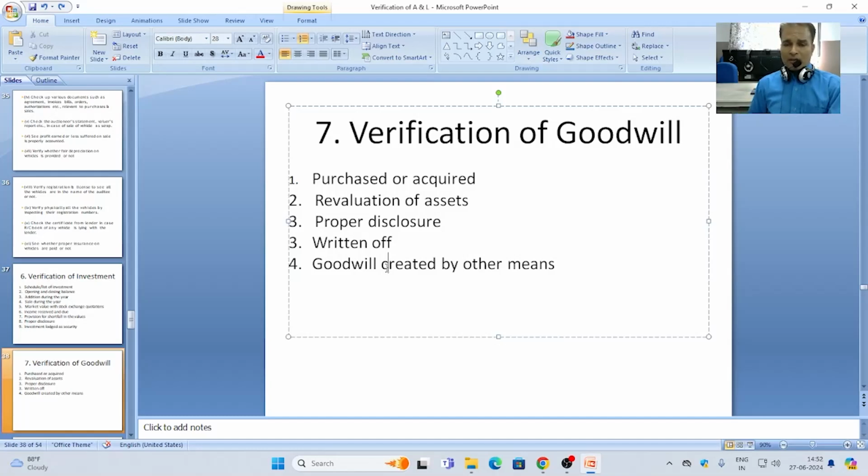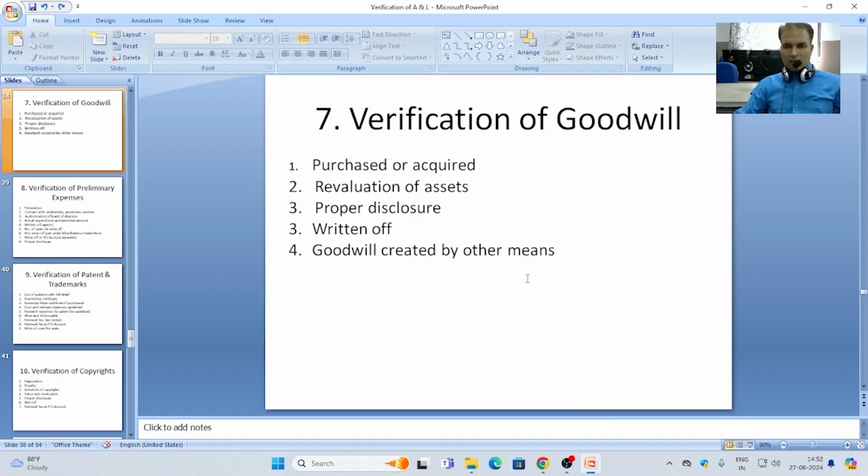The auditor is also required to check if goodwill is created by other means, then it should be clearly shown or properly disclosed in the books of accounts of a client business.